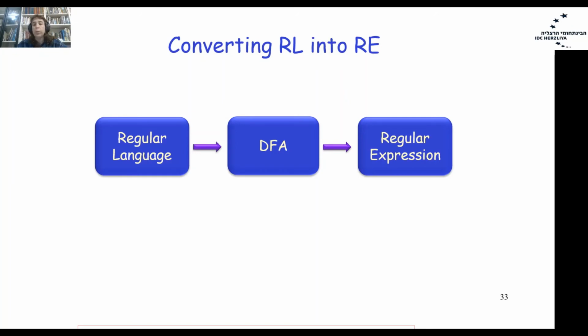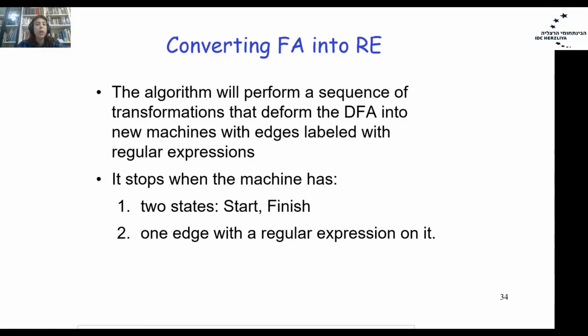Once again, I would like to remind you that we can take a regular language and build a DFA for this regular language, and now we will learn how to build a regular expression for a DFA. We will convert the finite automaton into a regular expression the following way. We take our DFA and deform it into a new machine with edges labeled with regular expressions. We continue until we have only two states, the start state and the finish state, and only one edge with the regular expression of the automaton written on this edge.